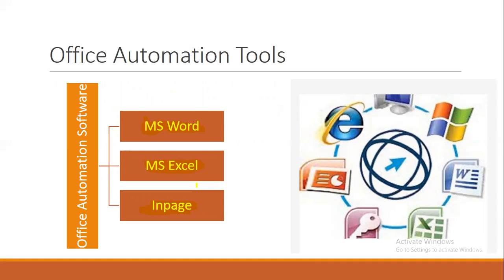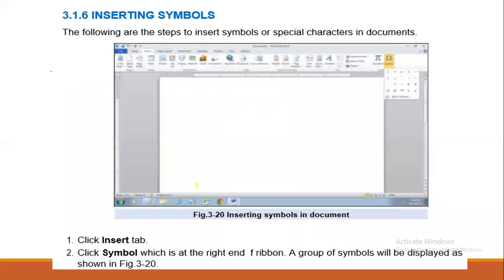There are many office automation tools available, but in your book, we will be discussing 3 of them: MS Word, MS Excel, and InPage. You have already got the introductory lecture about MS Word in previous week. Today we are going to move on and we'll learn some further features of MS Word. Today we will learn how to insert special symbols and equations in MS Word.